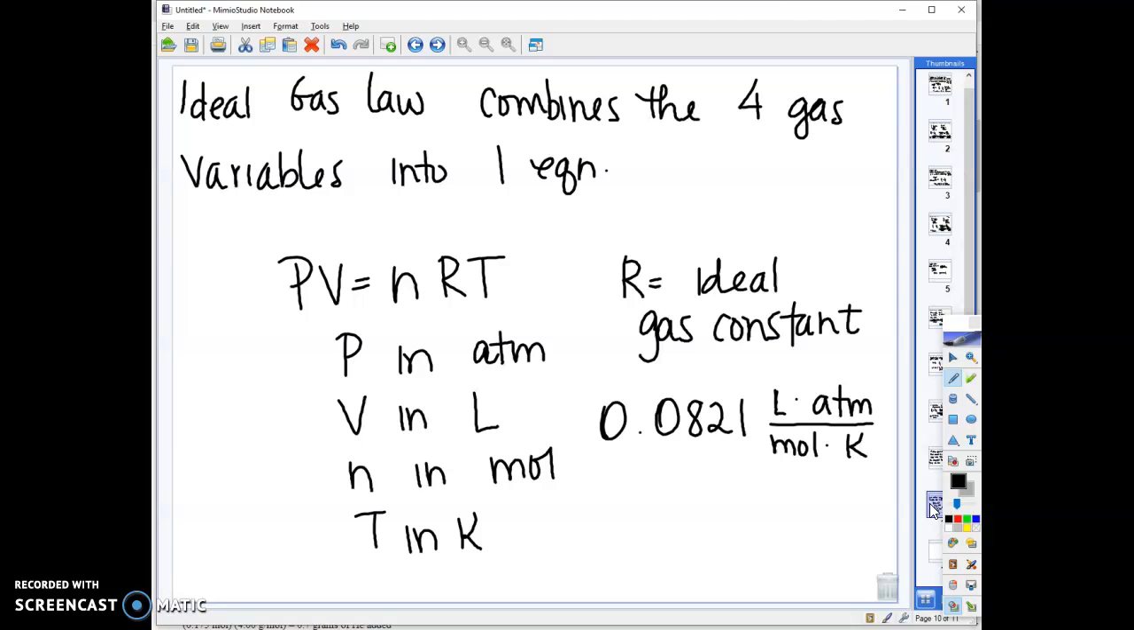So the ideal gas law is very specific about what units you must use, and that's because of that R variable, which is referred to as the ideal gas constant. And it is equal to 0.0821 liter times atmosphere divided by mole times Kelvin. So our other units have to be consistent with those so that we can cross those units out in our ideal gas constant so we can solve for exactly what it is that we're looking for.